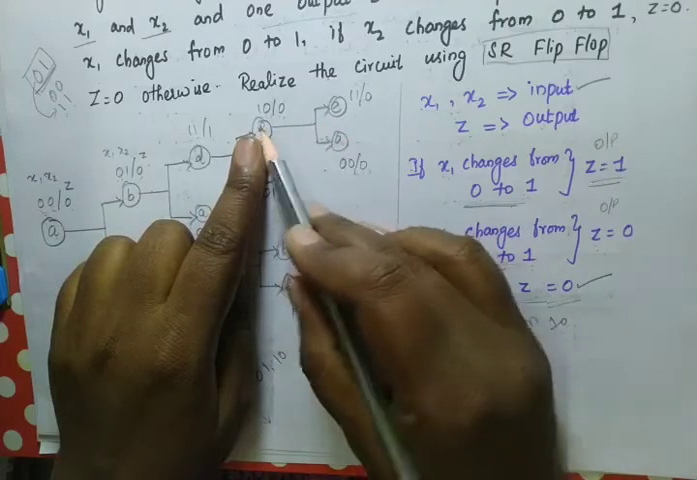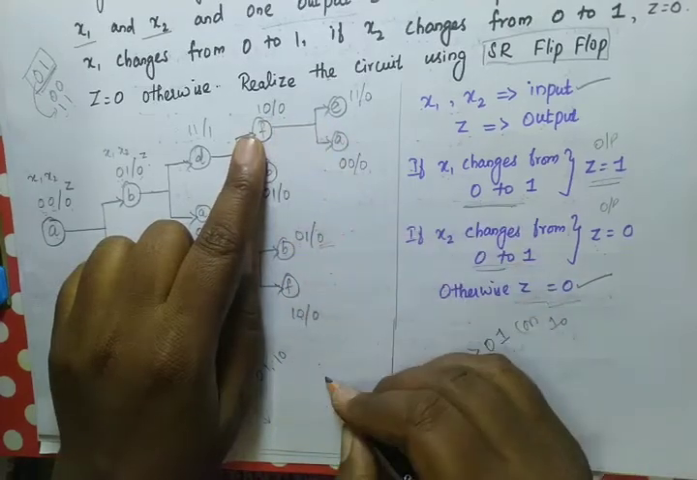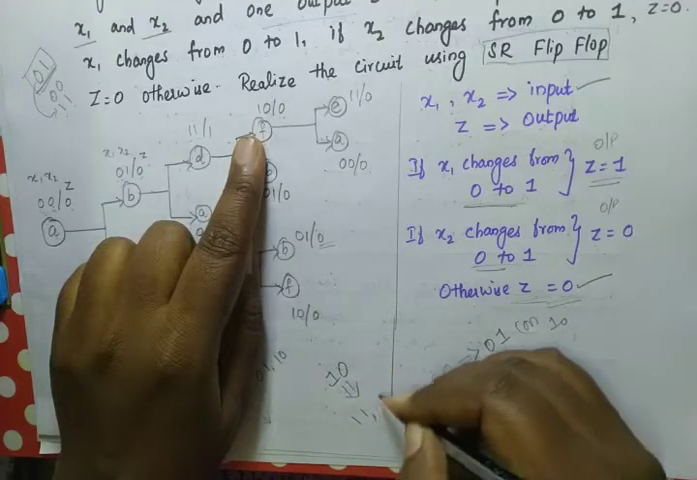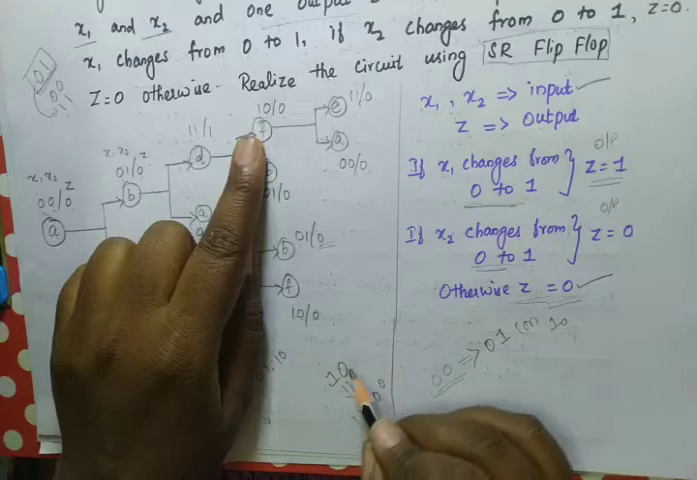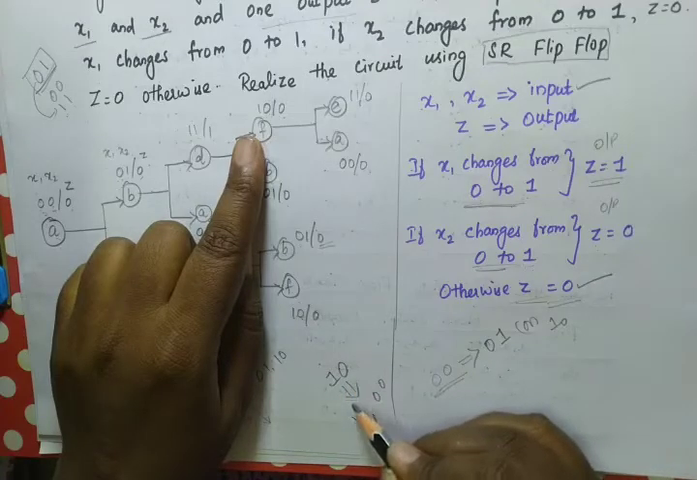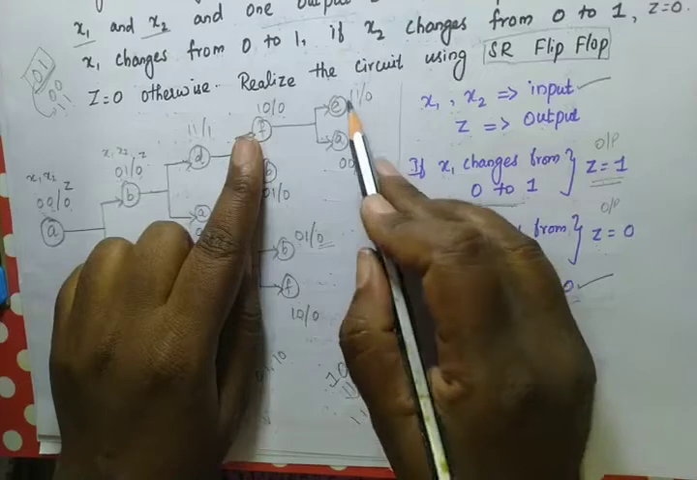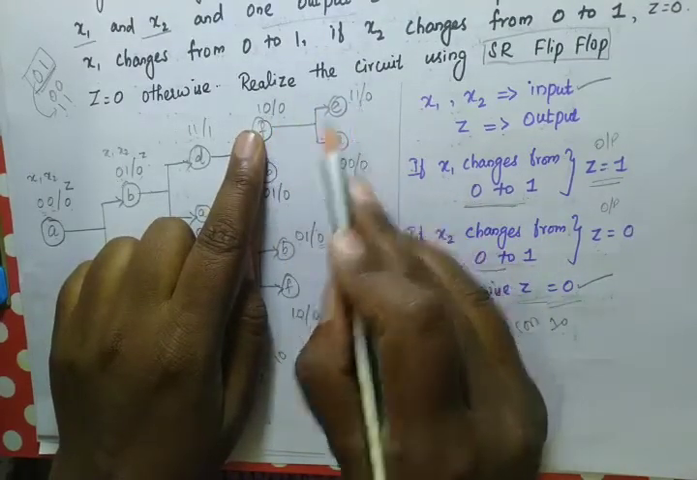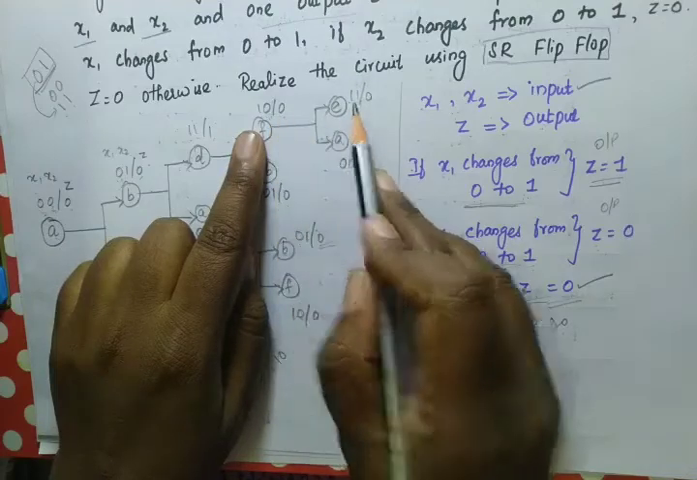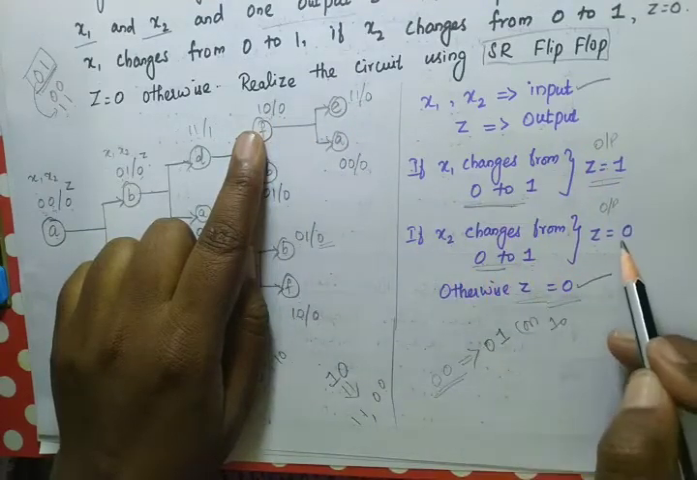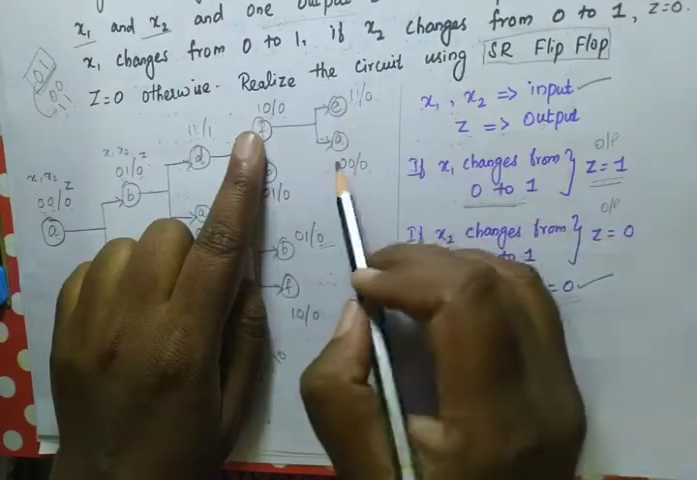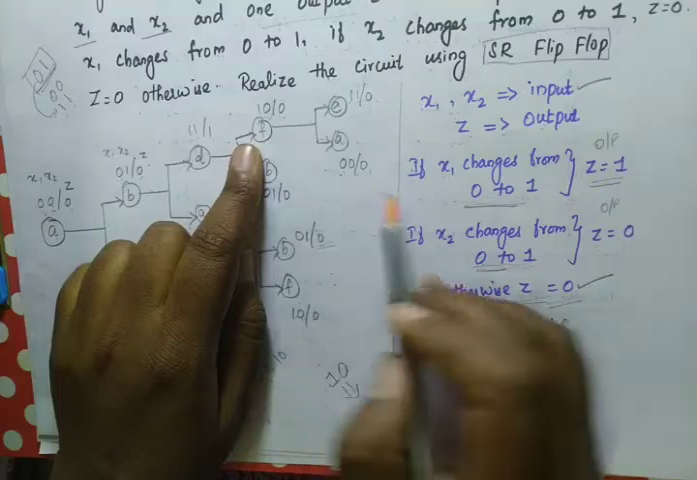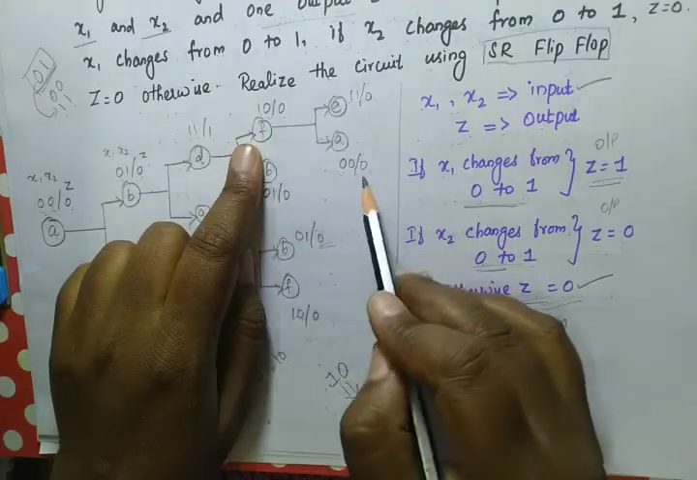Now continue here. If the present state is 1 0, we can change it as 1 1 or 0 0, if we have only a one bit change. So 1 1 or 0 0. Now see here, 1 remains the same, but here 0 changes to 1. x2 0 changes to 1. If x2 0 changes to 1, the z will be 0. Next, here 1 changes to 0. We don't have such a condition, and 0 remains 0. So the output will be 0.